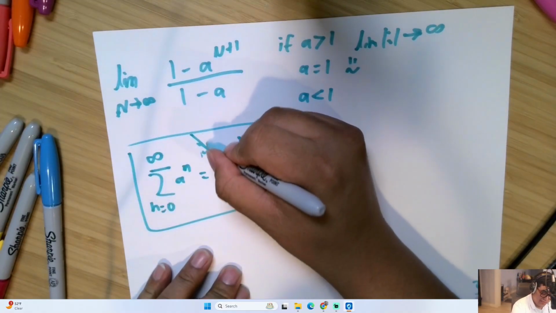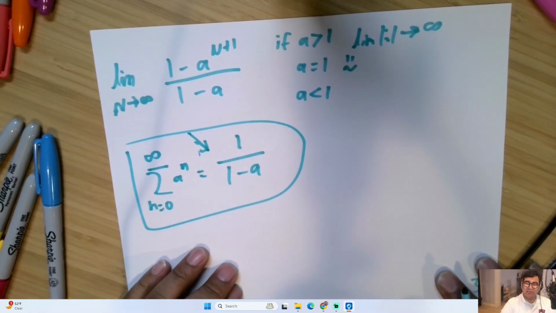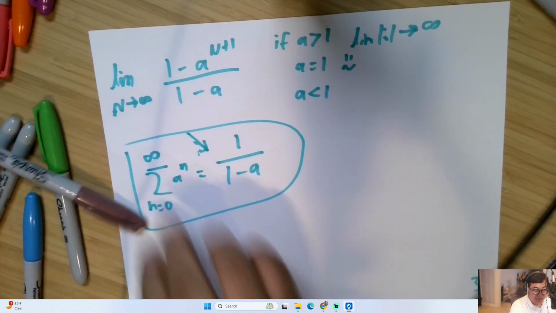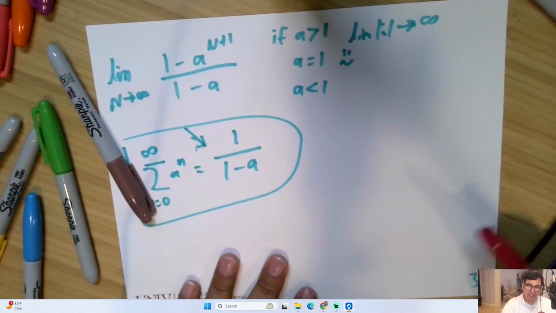Boom. Here's my arrow. Is that good, everybody? Is everyone following? Nothing's too scary, nothing's too spooky at the moment.